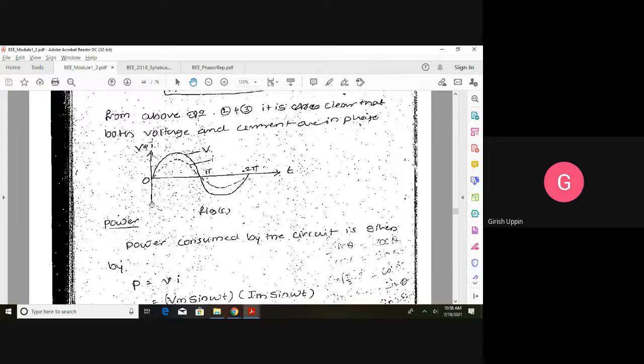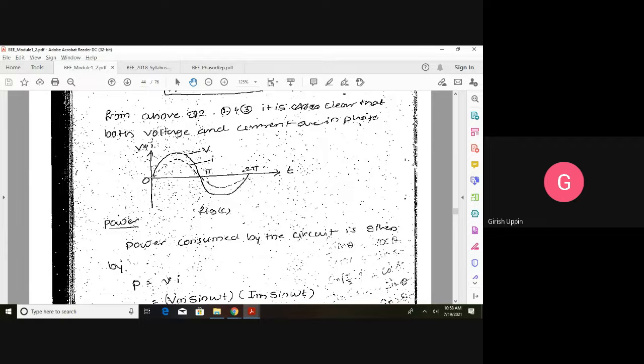Now, if we draw the waveform, you can see this is the voltage, and both will start at 0. This is voltage and this is current. The peak value of the current would be less than that, because we are dividing Vm by R. So it will be definitely less, but both will have the same phase difference of 0. That means what?